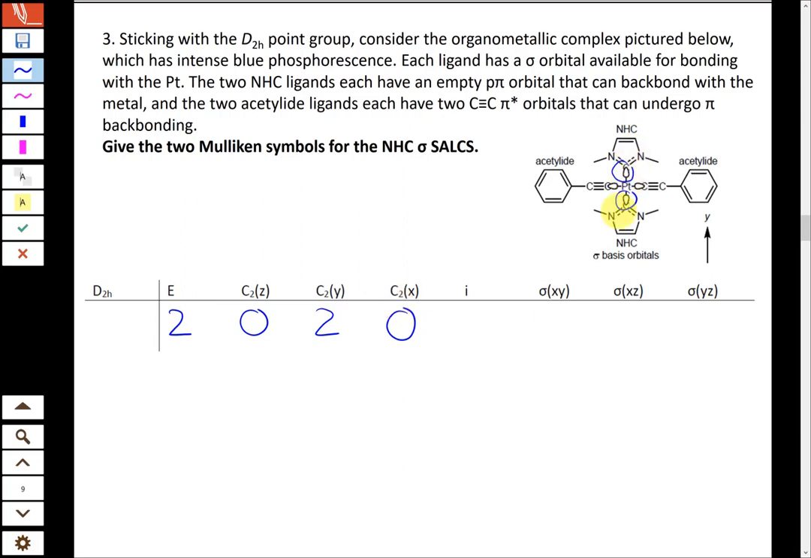For inversion, the two invert onto each other, so they both move. For xy, that is the plane of the molecule, so both of those orbitals are in the plane, so we get a character of 2 there. And then for xz, that's going to be the horizontal one, that's going to reflect them, so it's going to give us a 0. And then for yz, those are in the plane, so we get a character of 2.